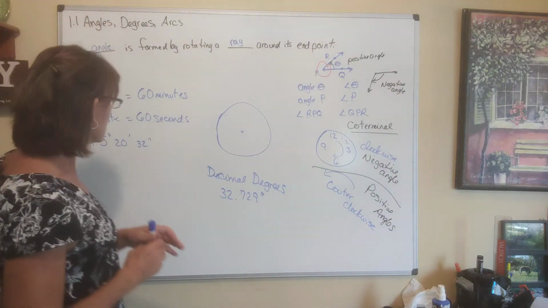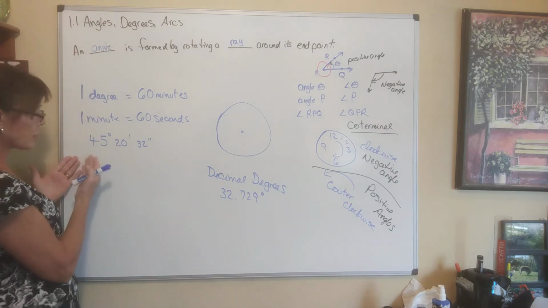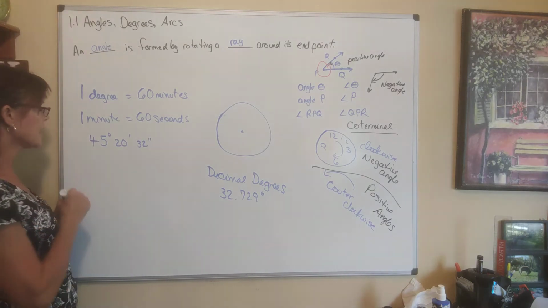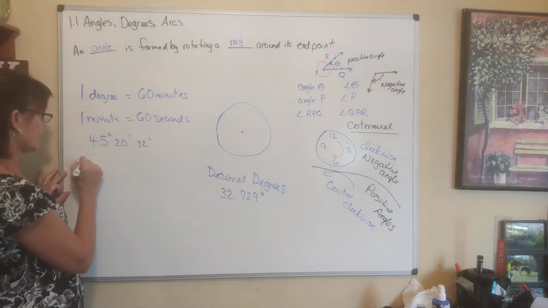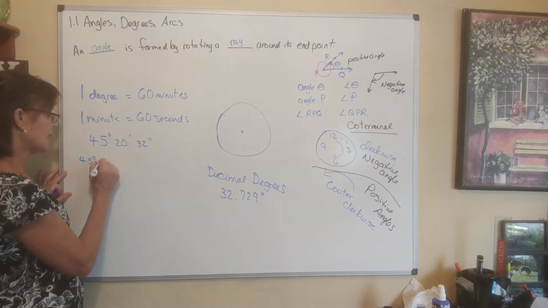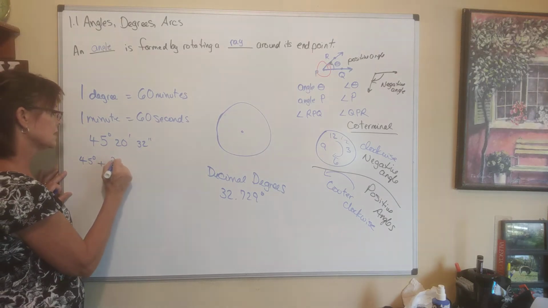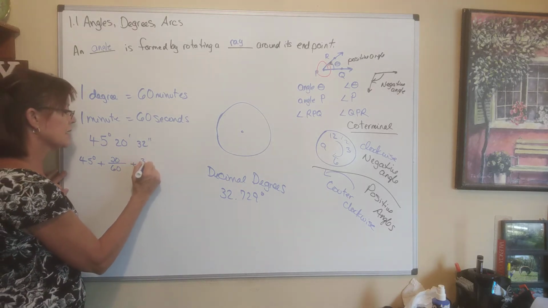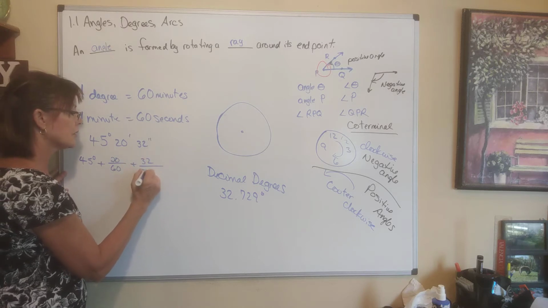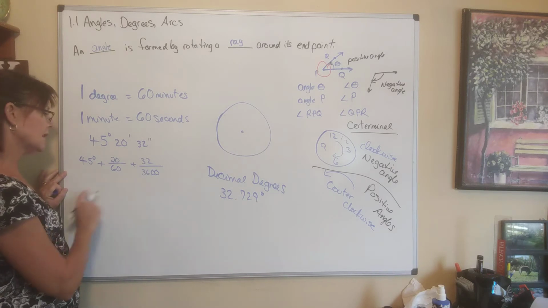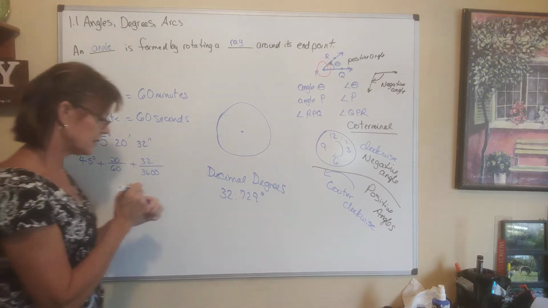So right here, if I wanted to convert 45 degrees, 20 minutes, 32 seconds into decimal degrees, this is what I would do. I would say 45 degrees is the first, this is the whole number part. And then I would say plus 20 minutes over 60. This is going to give me a fraction part. And then plus 32 seconds over 3,600. And I would add this, and this will give me the decimal degrees. So let's just do that with our calculator.